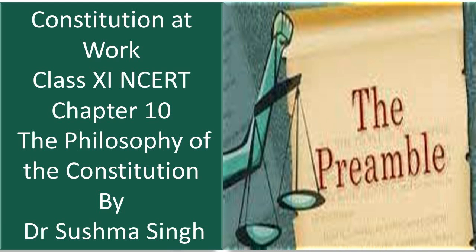A second criticism of the constitution is that it is unrepresentative. Do you remember how the Constituent Assembly was formed? At that time, adult franchise was not yet granted, and most members came from the advanced section of the society. Does this make our constitution unrepresentative?